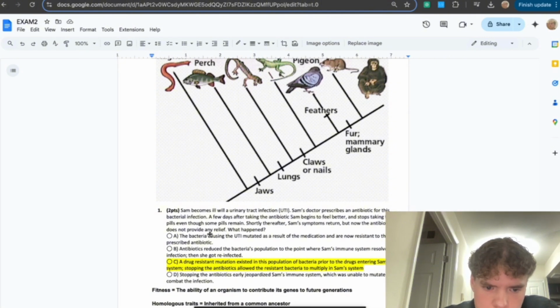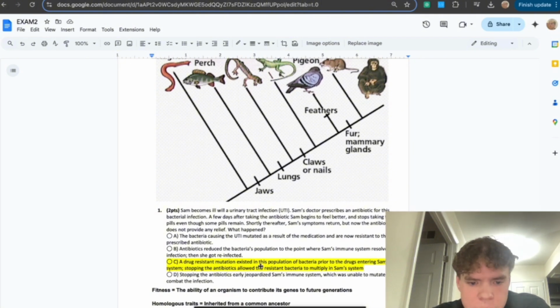Yeah, so it's C, not A, because the bacteria wouldn't have mutated as a result of the medication. There was other bacteria that was resistant to the antibiotics that he or she was taking. So that makes sense.